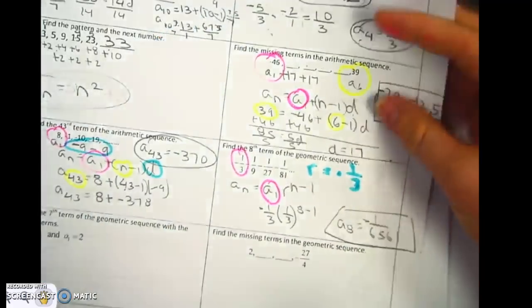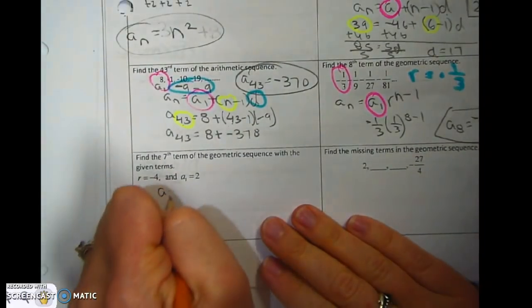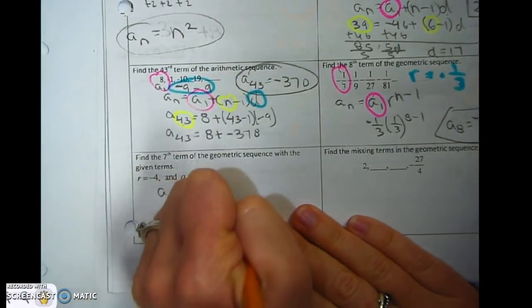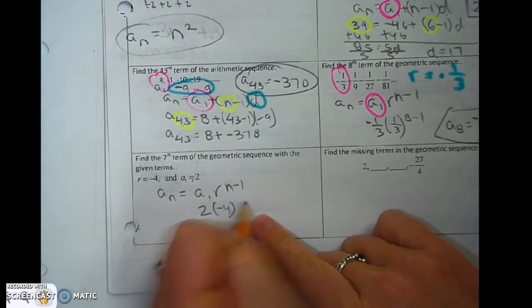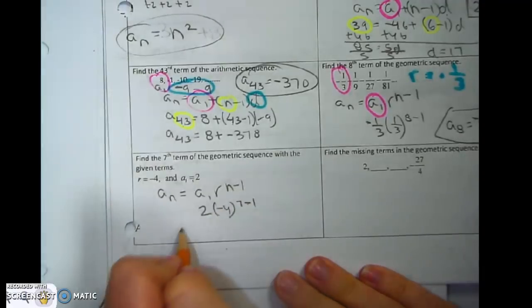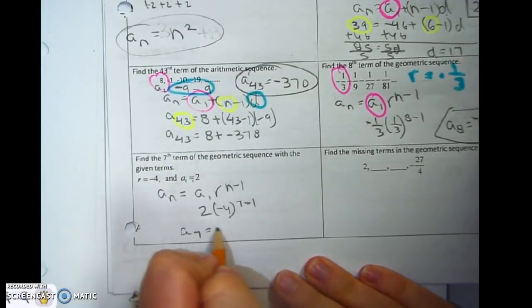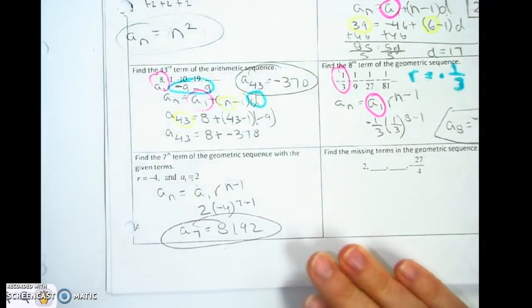Okay. Next problem, find the 7th term of the geometric sequence. A sub n equals a sub 1, r to the n minus 1. I gave you the first term, I gave you the ratio, and I did that. Now just, minus 1, just plug it into your calculator. And it's a big number, which makes sense because your ratio is big.